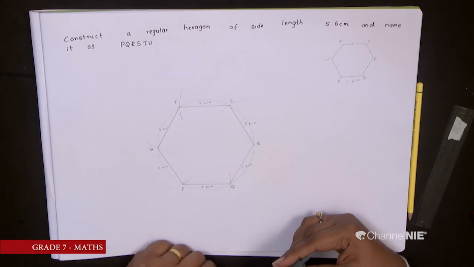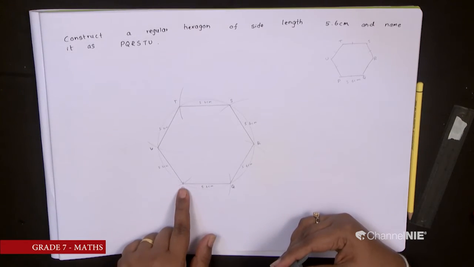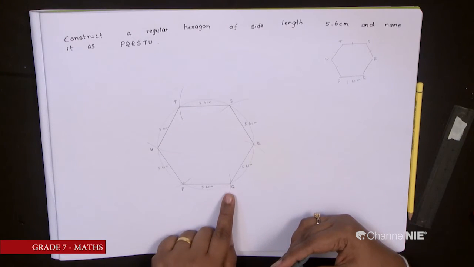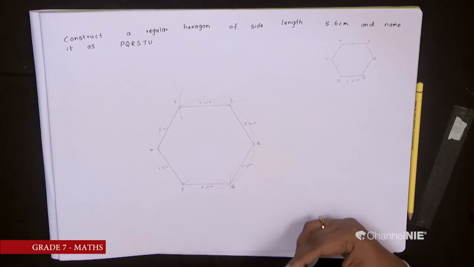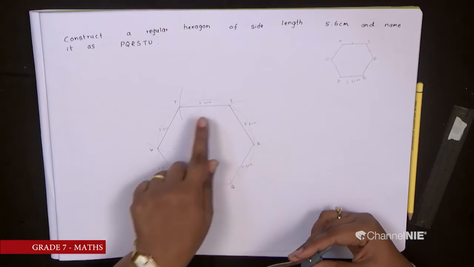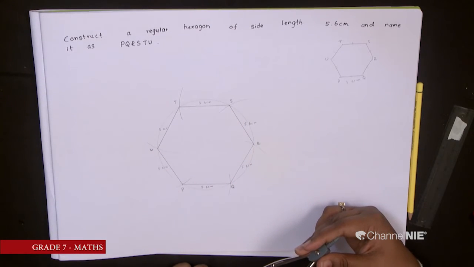Without changing the length on the pair of compasses, I have placed my pair of compasses on P, drew an arc to intercept the circumference, then placed my pair of compasses on the newly constructed point, drew an arc to intercept the circumference of the circle once again. Likewise, I have constructed all 6 points or all 6 vertices of the regular hexagon.